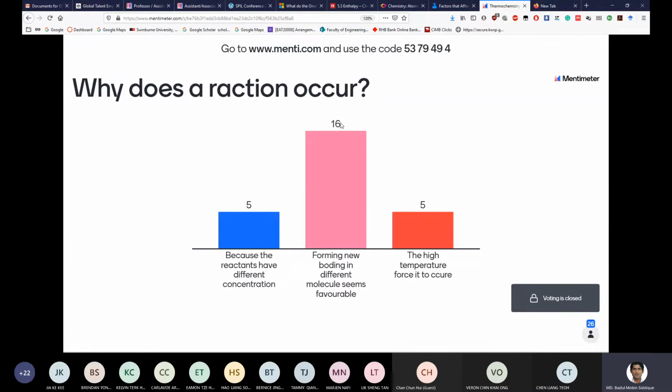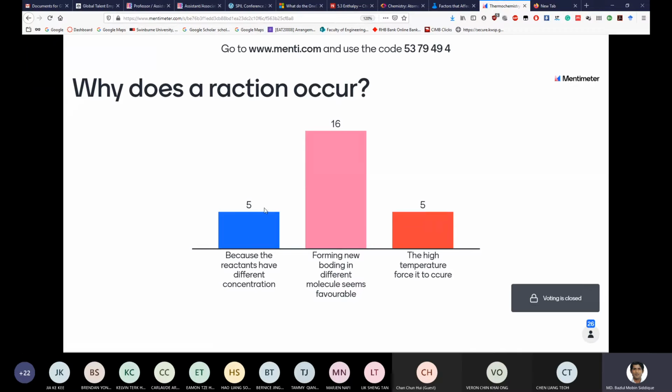Okay. Anyway, those 16 of you who chose the pink color, congratulations, you got it right, because the reaction occurs because they want to form a new bond for a favorable compound, all right? They want to form, that's what we talked about in the third slide, I think.